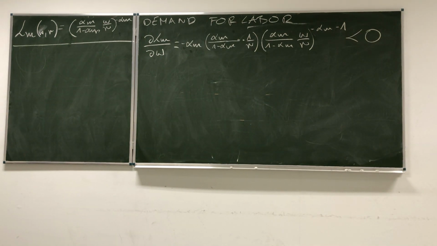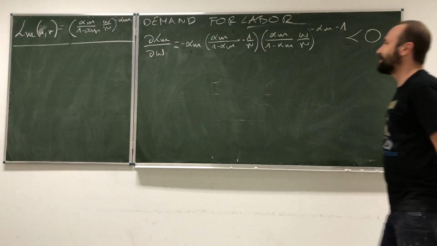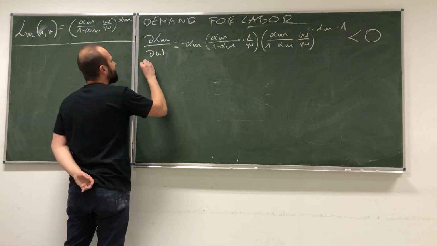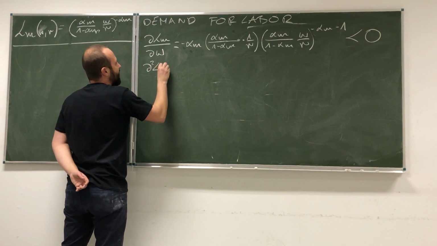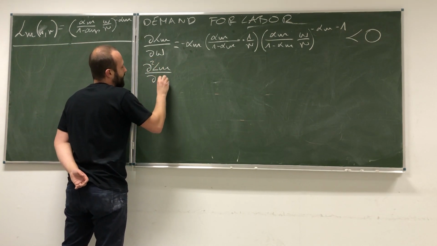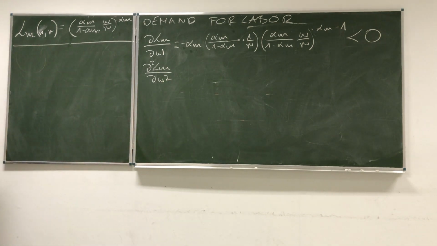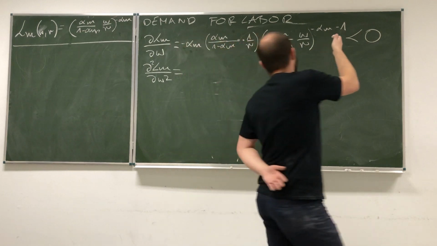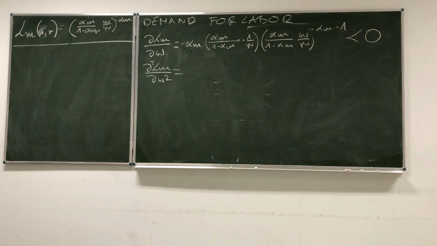The higher the price, the lower the quantity. This is the law of demand. But let's get more details about the shape by calculating the second derivative. Okay, so I need to differentiate this function now with respect to w.